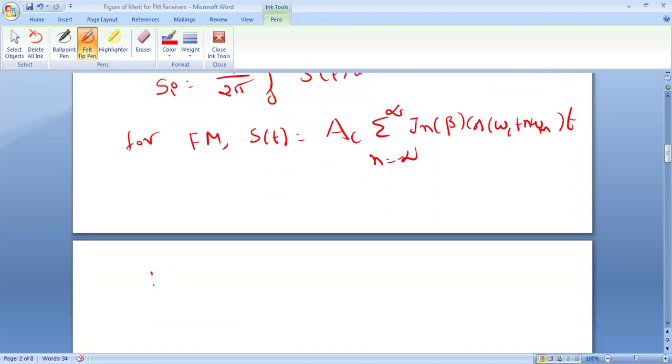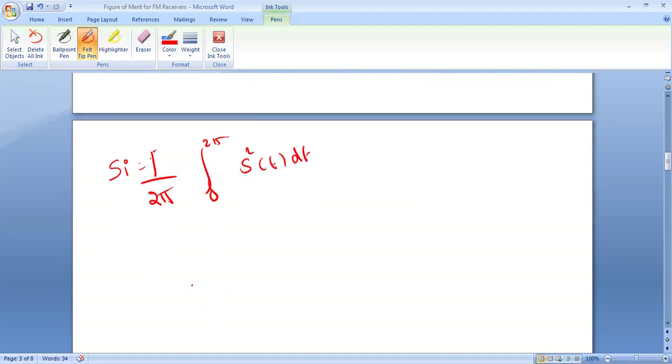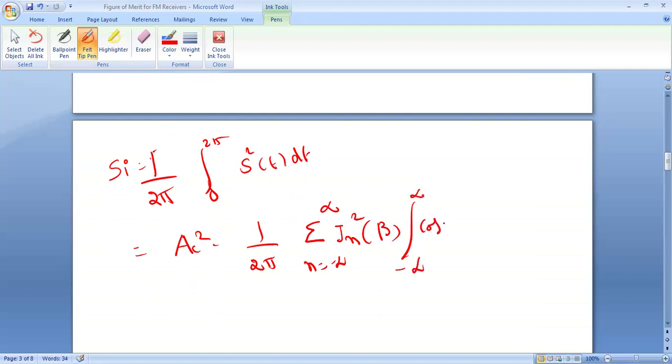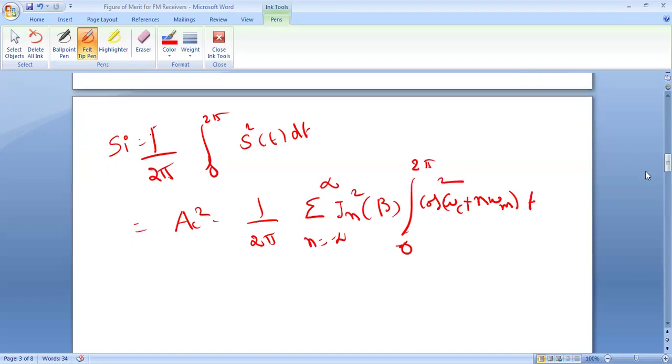If the input signal power is estimated, it is 1 over 2π integral from 0 to 2π of s square of t dt, that is equal to the square of this component. So I take A_C square common: A_C square into 1 over 2π, sum over n from minus infinity to infinity of J_n square of β, integral of cos square of (ω_c + nω_m)t. This integral can be 0 to 2π, not infinity to infinity. Already we know average power is the mean square value.